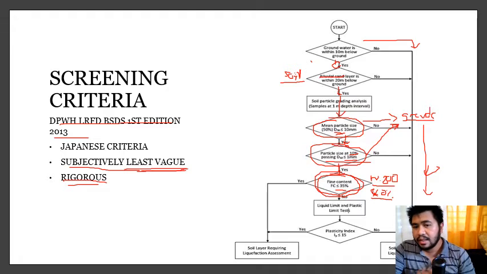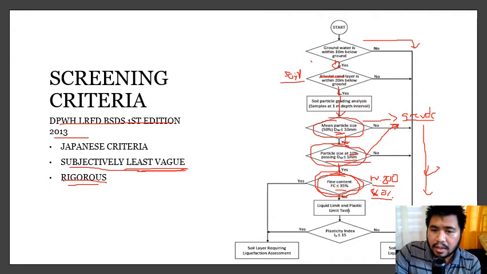So if you have a lot of fines content, like more than 35%, you have to proceed to the next question. You have to check if the fines are actually plastic.